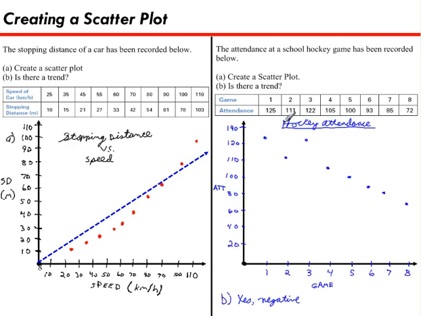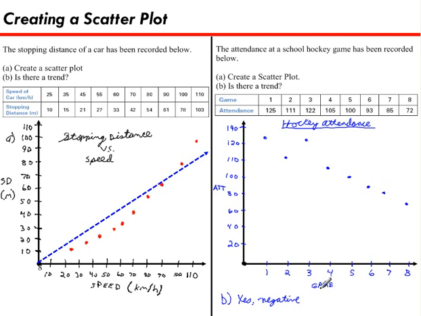All right, here's our scatter plot for the hockey attendance at this school. We can see that there is some sort of a trend. It looks like attendance has been dropping off. I guess the team is on a real bad losing streak, and less people seem to be going to each game, except for Game 3. Maybe it was a really good matchup. Game 3 had more people than Game 2. But if you eliminated Game 3 and just didn't pay attention to that dot, it's a definite strong negative trend going downwards. So to answer B, yes, there is a trend, and it's negative.